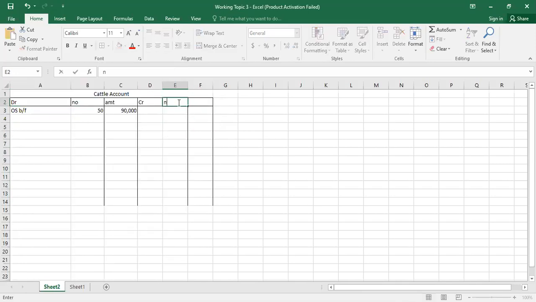Because illustrating is key. And then I have the amount. So we have the opening stock brought forward. It's 900,000. So on the credit side, we are going to have the items of income. For instance, we've been told that there are sales. What was the number of sales?